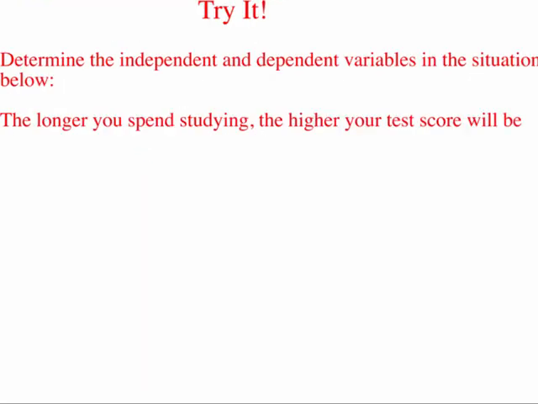So your try-it problem for tonight is to determine the independent and dependent variables in this situation. The longer you spend studying, the higher your test score will be.